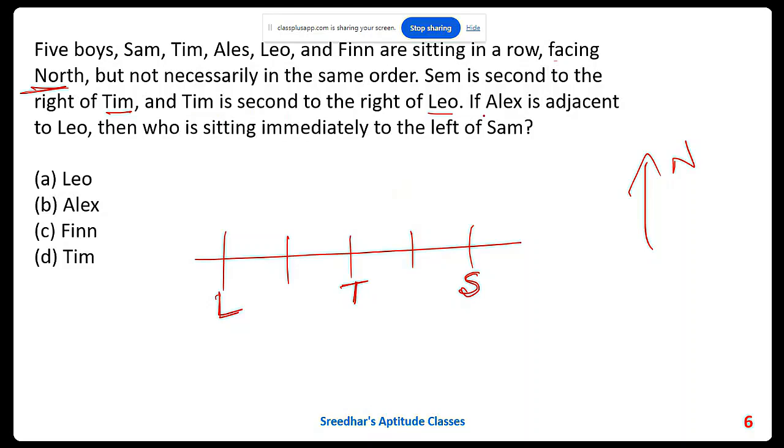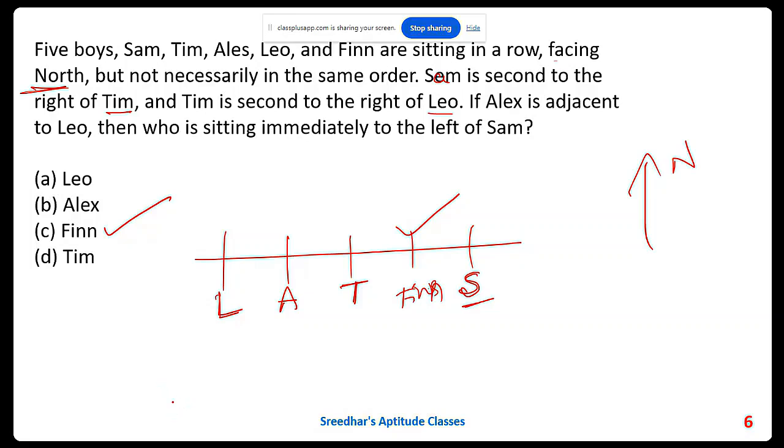Now, if Alex has to be adjacent to Leo, then here is Alex. Then who is sitting to the immediate left of Sam? I think this is Sam only. So who is the person left out here? Finn. So Finn is the only person left out, and Finn is to the left of Sam. So it is option C. Is it clear?